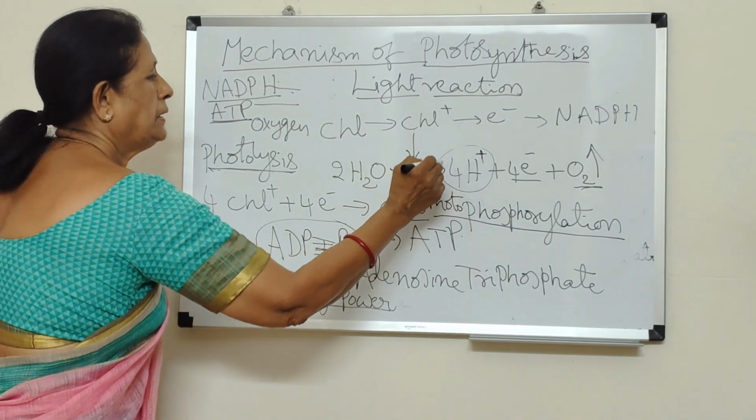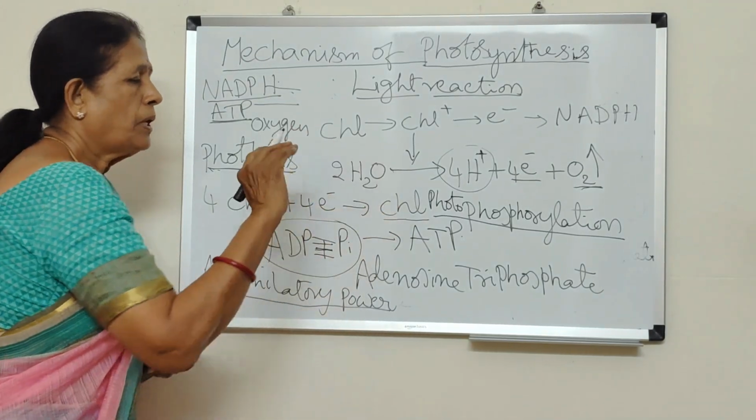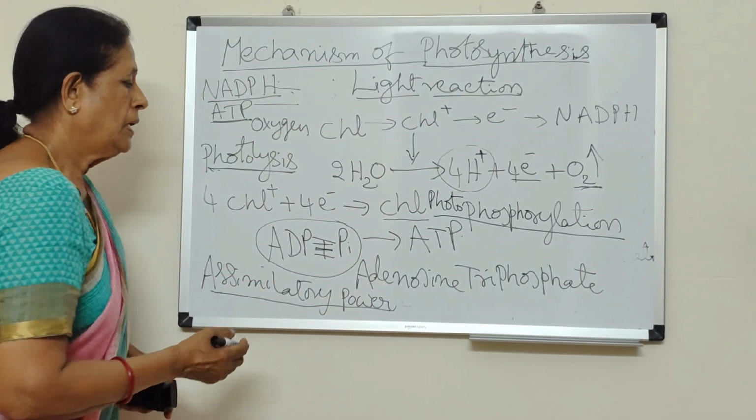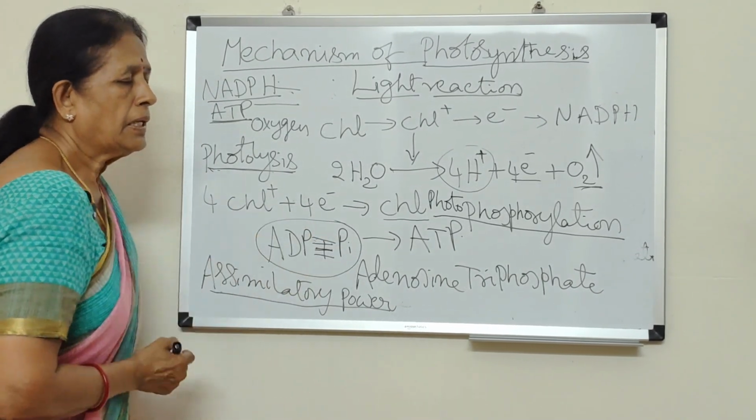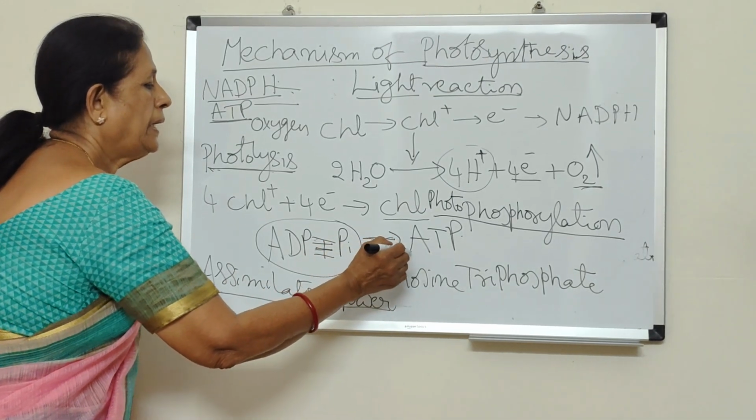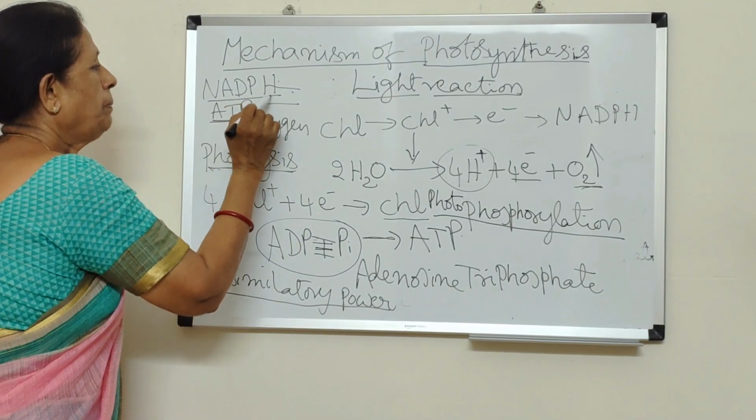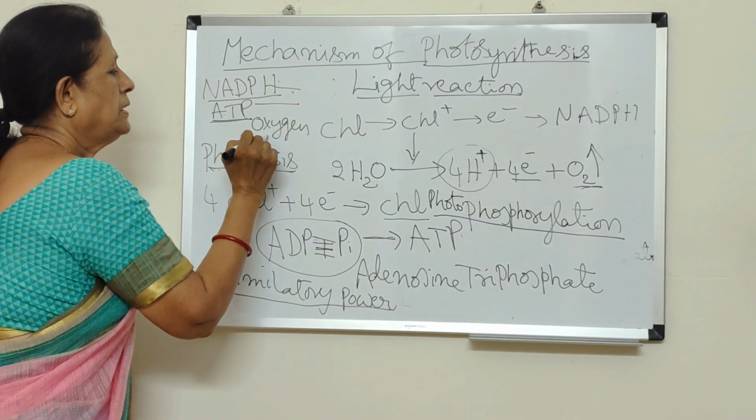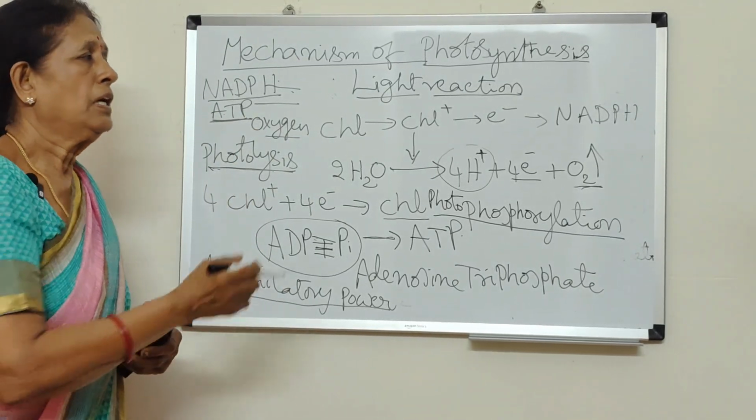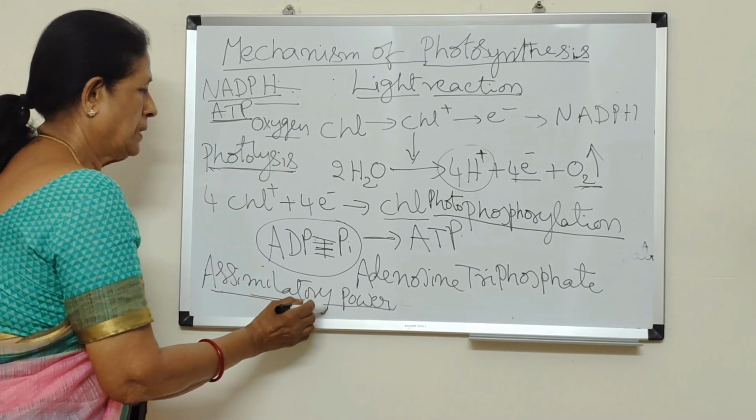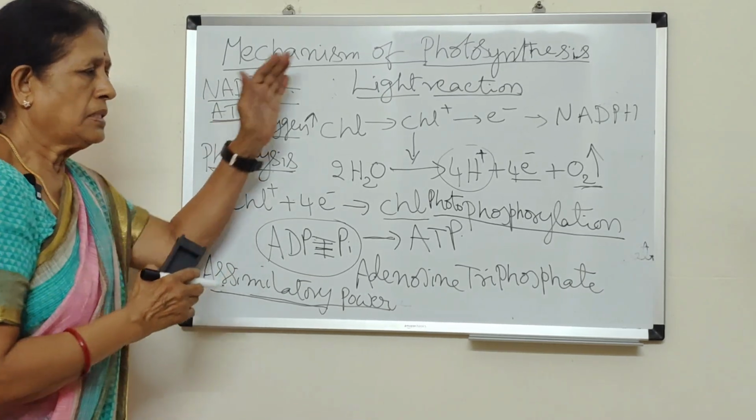And the energy that is present in the protons, a large number of protons accumulated, passes from grana to stroma, and helps in the bond formation between ADP and inorganic phosphate to form ATP, adenosine triphosphate. So by the end of the light reaction, NADPH and ATP are formed and oxygen is released. NADPH and ATP contain a lot of energy, so they are called assimilatory power, and oxygen is released into the atmosphere. Okay. Do you understand the light reaction?